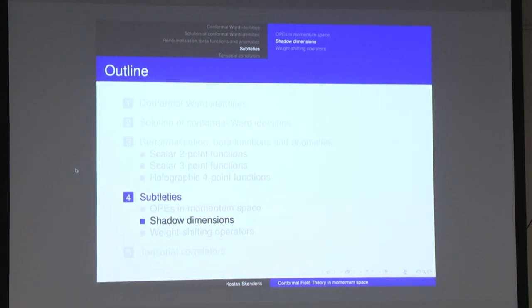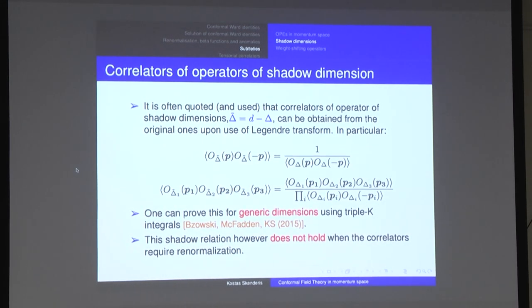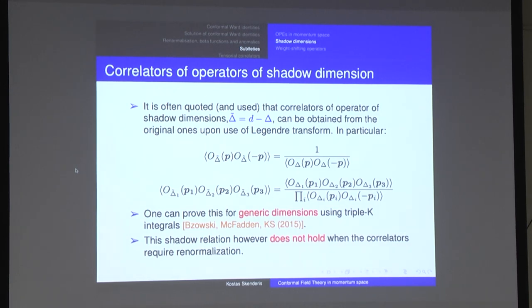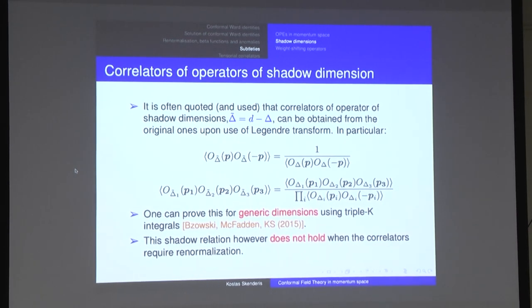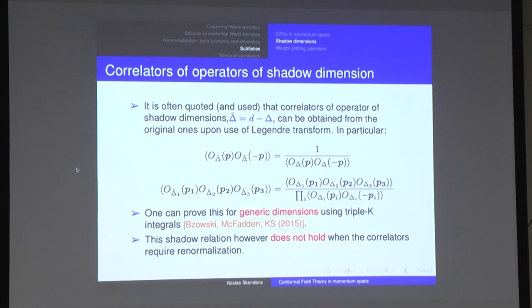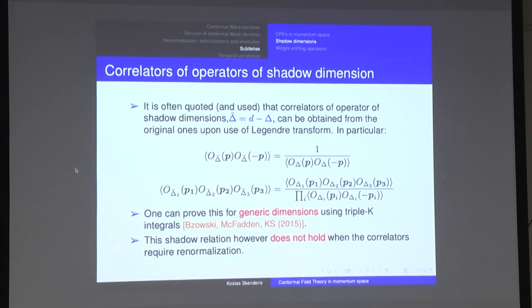Okay, so shadow dimensions. It is often quoted and used in the literature that if you have operators with shadow dimension, this can be obtained from the original ones by using the shadow transform. If you apply this to 2 and 3 point functions, these are the formulas. The 2 point function is the inverse of the original one, and the 3 point function is the 3 point function of the original divided by the product of the 2 point functions.